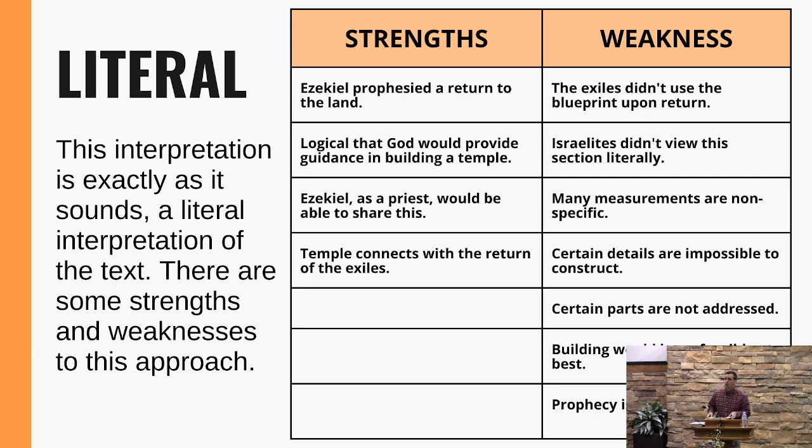Building would be unfeasible at best. And the prophecy, this is something that is true with all of these things. The prophecy is conditional. If the Israelites don't do what they were supposed to do, then whatever God had said doesn't have to come to fruition, because the prophecy is conditional upon how the Israelites act.